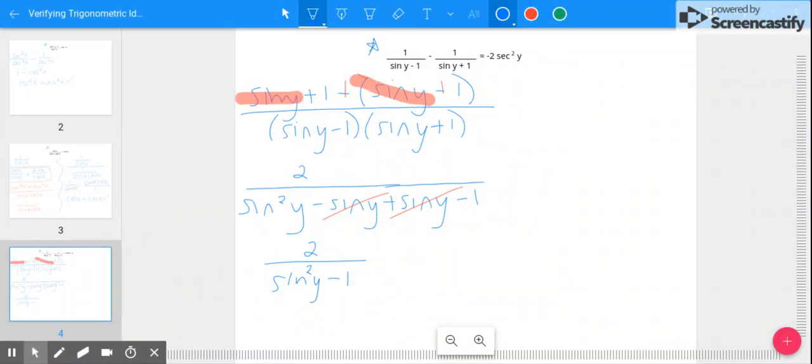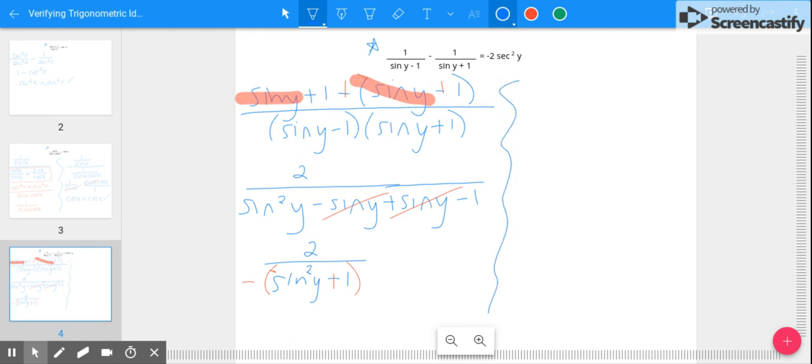Now at this point, I'm looking over at the right-hand side to get my head wrapped around where we're trying to get to, and I need to get a secant squared. Sine doesn't convert to secant, so I'm thinking I need to get a cosine in here somewhere. The problem is that sine squared y minus 1 doesn't convert with the Pythagorean identity. The other thing I notice on the right-hand side is the 2 is actually negative. So what I'm going to do here is factor out a -1 from the denominator. What that's going to do for me is make the sine squared negative and make the 1 positive. So let me rewrite that over here so we can see what we've got going on.